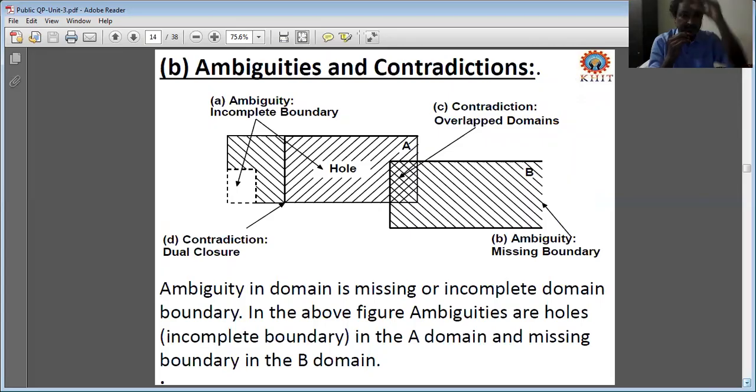Ambiguities and contradictions. An incomplete boundary is called an ambiguity. Contradiction comes from dual closure or overlapped domains, and ambiguity comes from a missing boundary. So ambiguity comes under incomplete boundary or missing boundary. Contradictions come under overlapped domains or dual closure. Ambiguity in a domain is a missing or incomplete domain boundary. In the above figure, ambiguities are holes, that is, an incomplete boundary in A domain and a missing boundary in B domain.